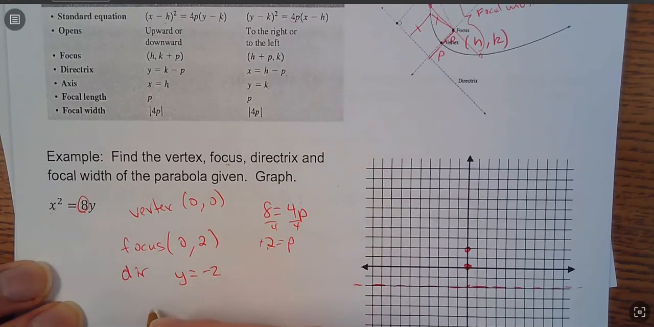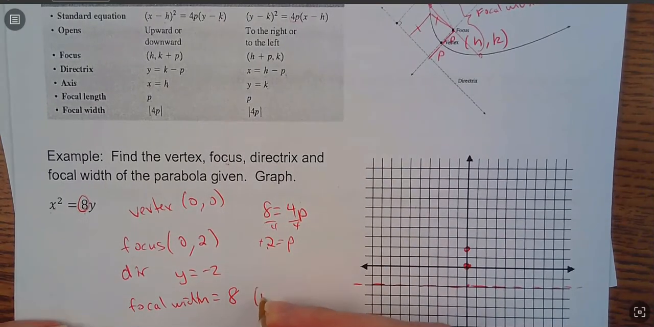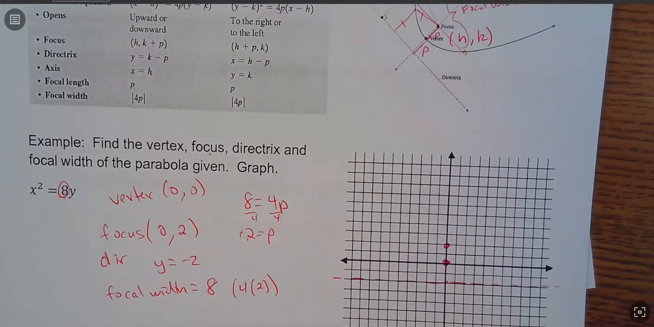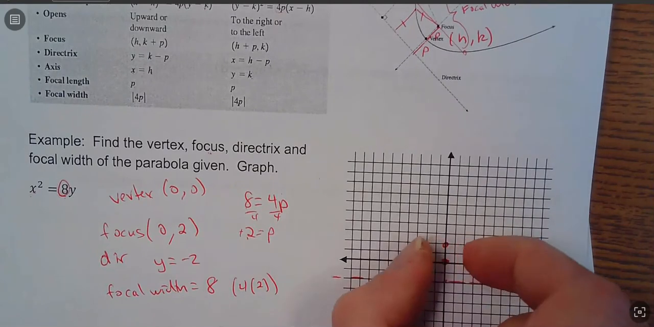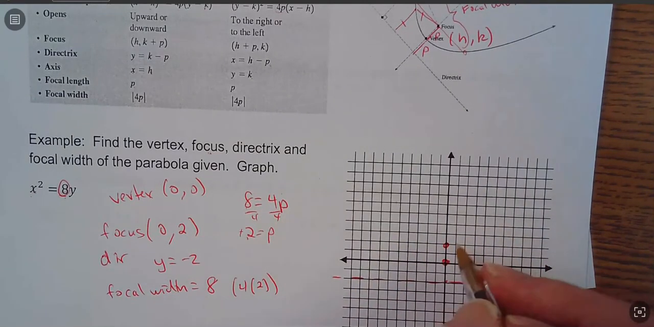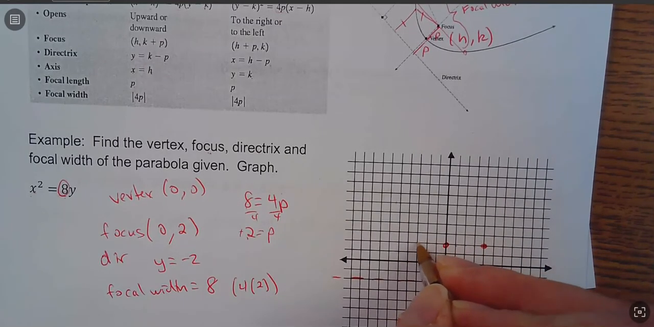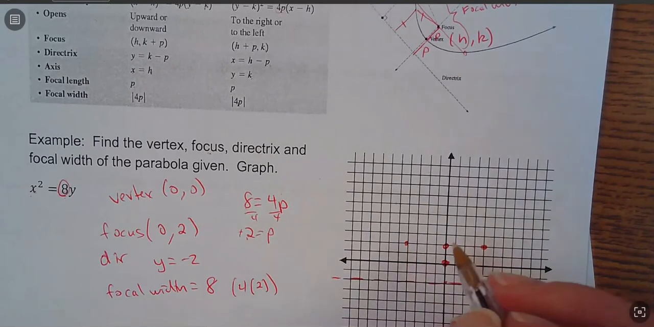Right here, 8. So the focal width equals 8, which is the same thing as 4 times your p value, which was 2, but I used 8 to find that, so I can just skip ahead. So this 8 means that at the focus, I go 8 wide, 4 to the right, 4 to the left, 1, 2, 3, 4. There's some points on the line. So my parabola is going through the vertex and those 2 points.